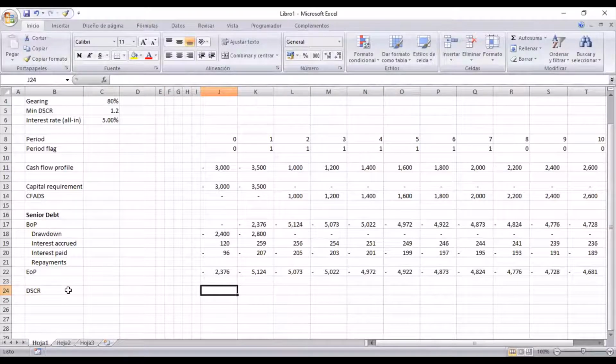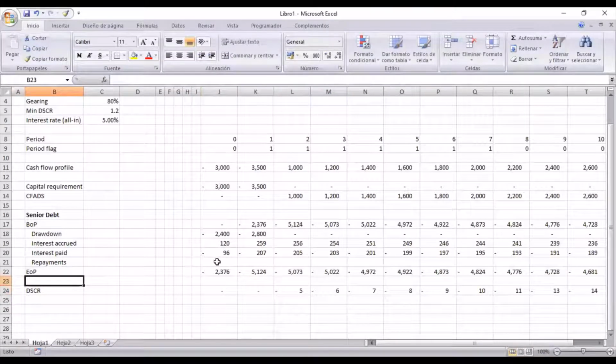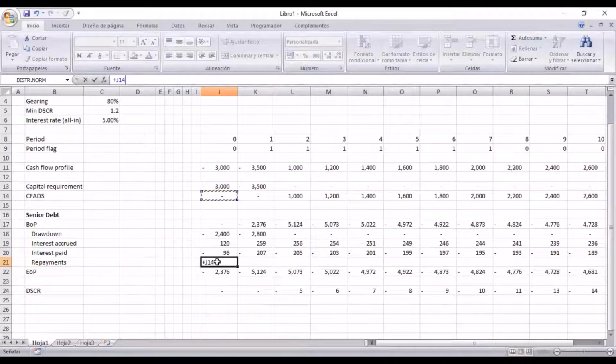So the debt service coverage ratio will be our cash flows available for debt service divided by the debt service, which by definition is the interest paid and the principal repayment. All spread across. Something went wrong here. Well, let's continue. I'll fix that up later. So our repayments are going to be the cash available for debt service divided by our debt service cover ratio minus the interest paid. Again, the sign.